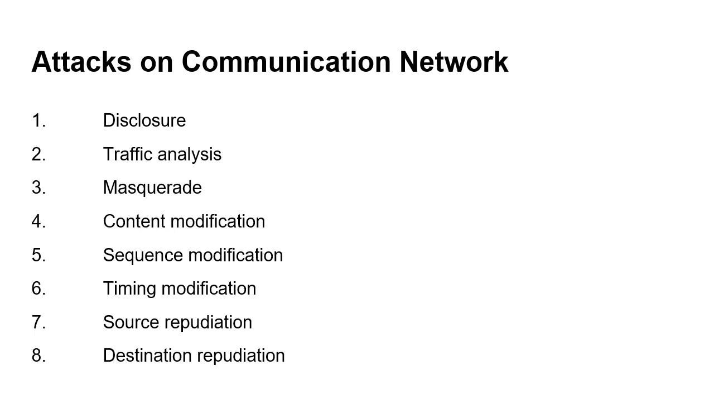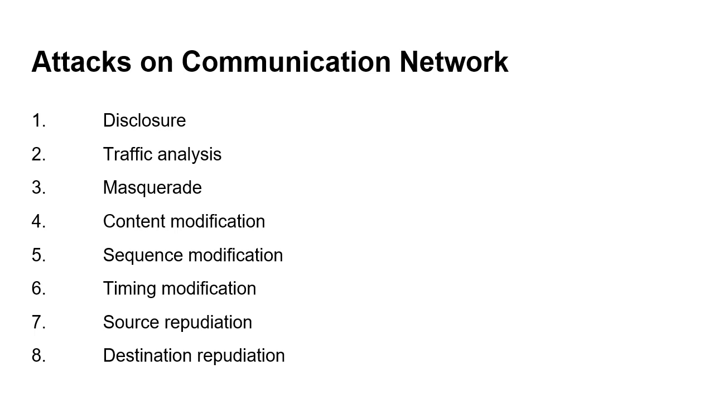And the sixth one is timing modification. Delay or replay of messages is said to be timing modification. If I send a message at one time, and it is delivered to the person after some delay because of some unauthorized event, that is timing modification. The seventh one is source repudiation, and the eighth is destination repudiation. Repudiation means denial of some messages or services, that is, denial of some action done by the user.